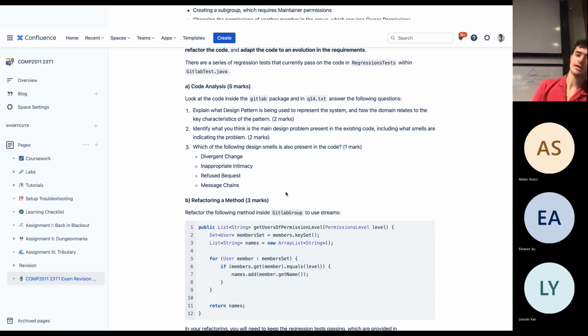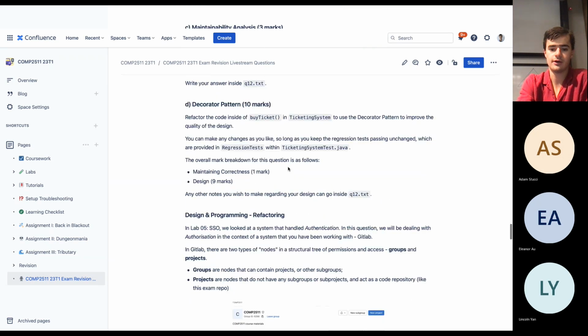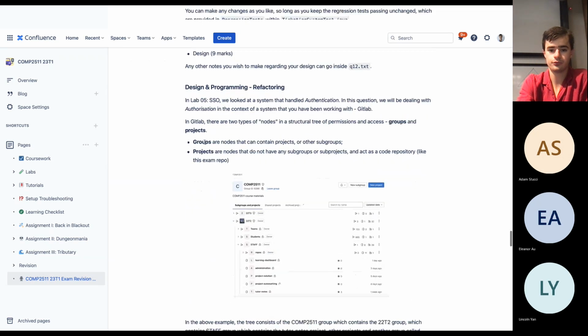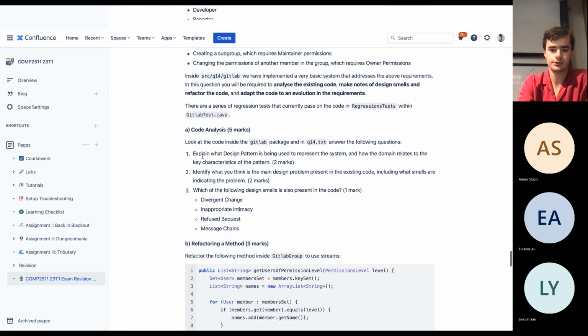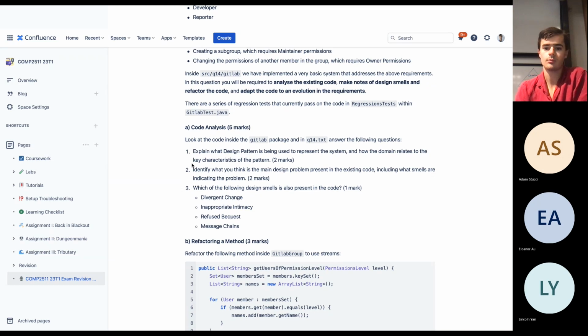How the domain relates to the key characteristics of the pattern. Key characteristics of the composite pattern are, what are the compound nodes? What are the leaf nodes? I think that's really it, to be honest. And the idea that you can have compound operations, but the main thing structurally is that you have groups, which are our compound nodes, and projects, which are our leaf nodes. That's all well and good. So 1 mark for composite pattern, 1 mark for explaining how the characteristics map.